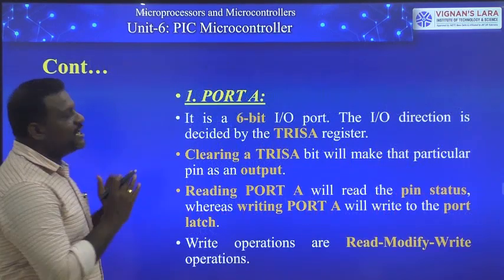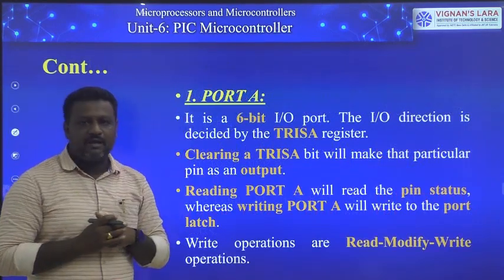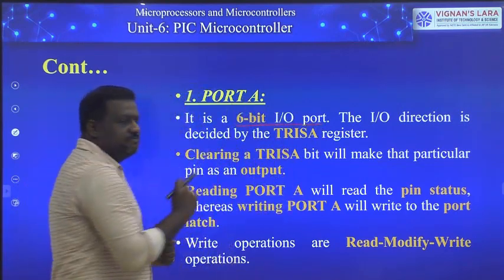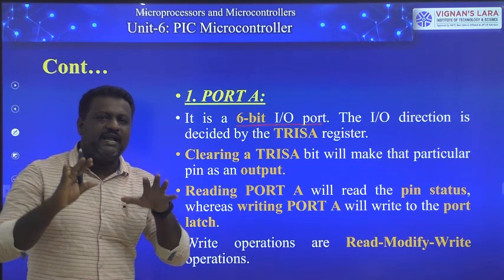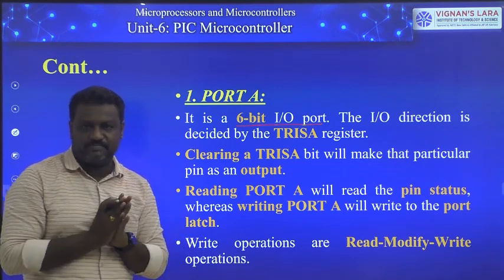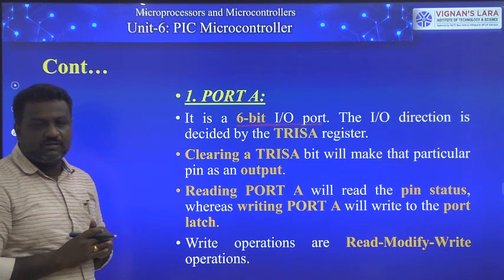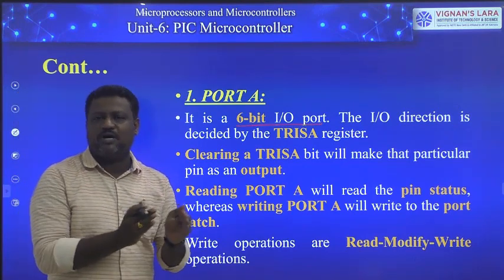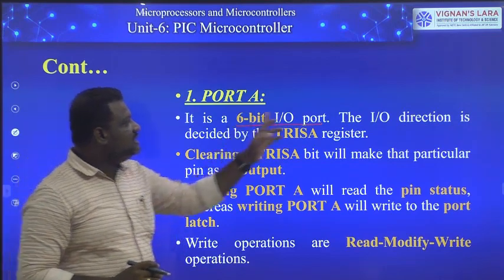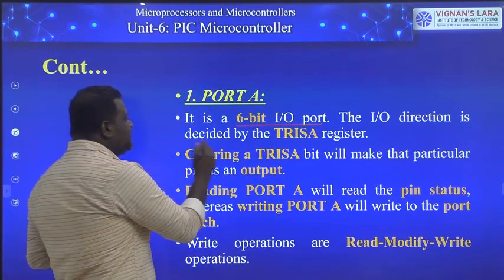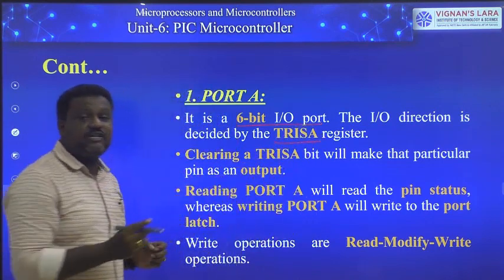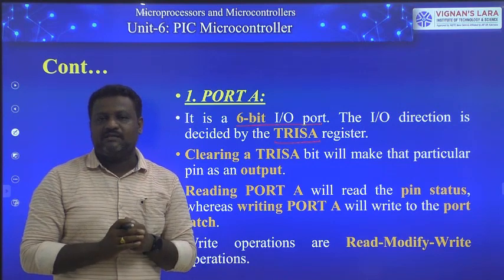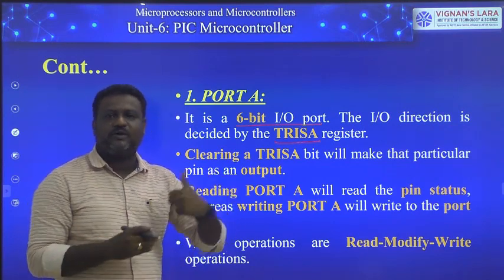Now, I am going to start my discussion with port A. I have already told you port A is a 6-bit I/O port. That means it has a total of 6 I/O pins. Those 6 I/O pins are used for the connection of I/O devices, which is why it is called an I/O port of size 6-bit. The I/O direction is decided by the data direction register bits, which is TRISA for port A.